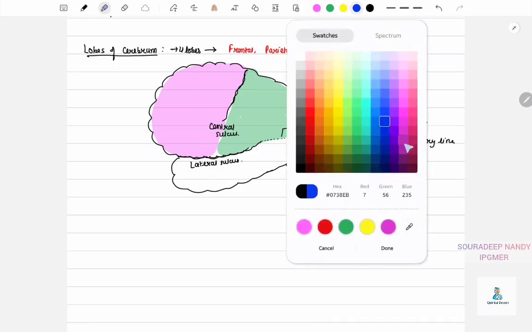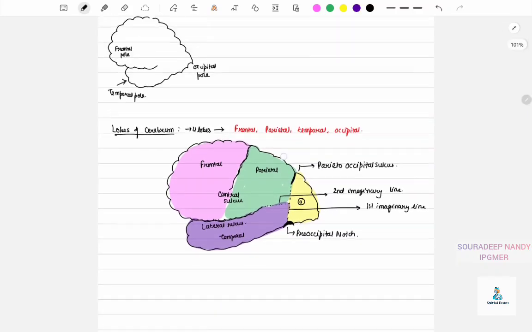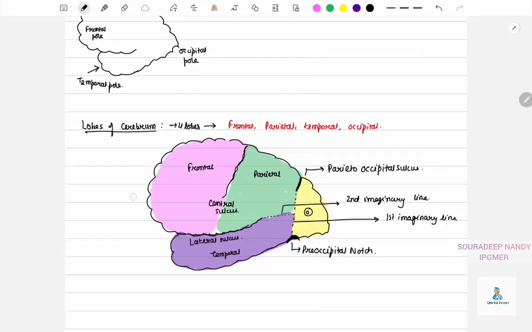Now coming to the temporal lobe. The part of the brain, the cerebrum, that lies inferior to the lateral sulcus and the second imaginary line and anterior to the first imaginary line is the temporal lobe. So this is the frontal lobe, parietal lobe, temporal lobe, and this is the occipital lobe. Okay. Now based on this, there are some poles. Here is the frontal pole, here is the temporal pole, and here is the occipital pole.